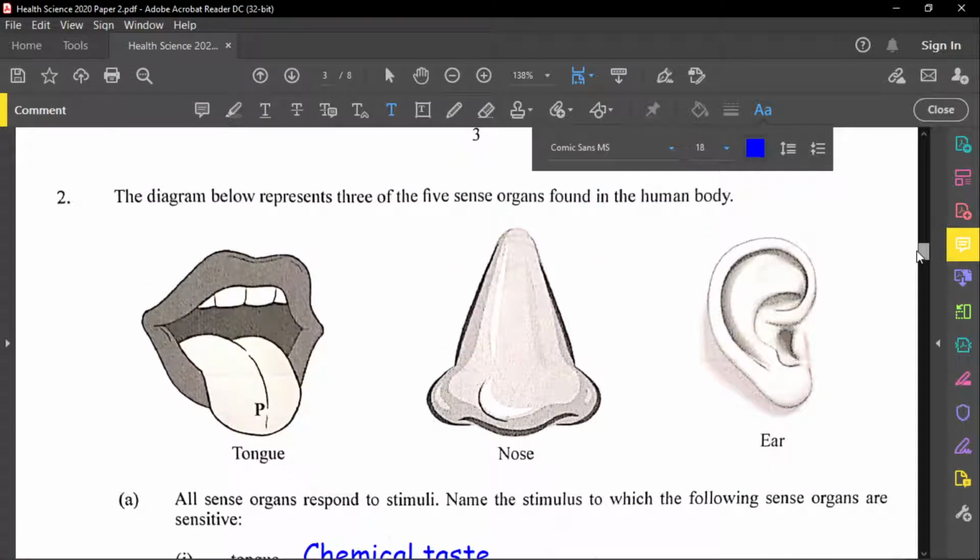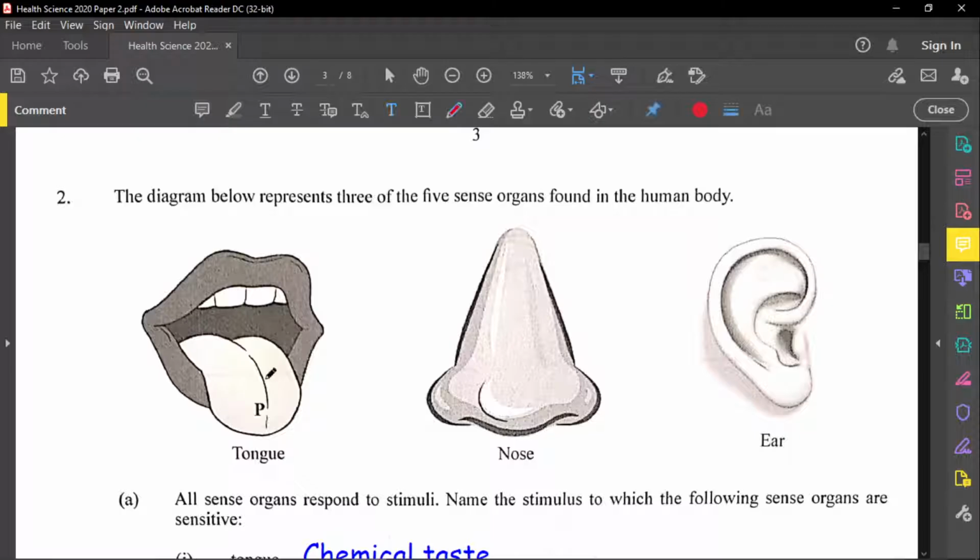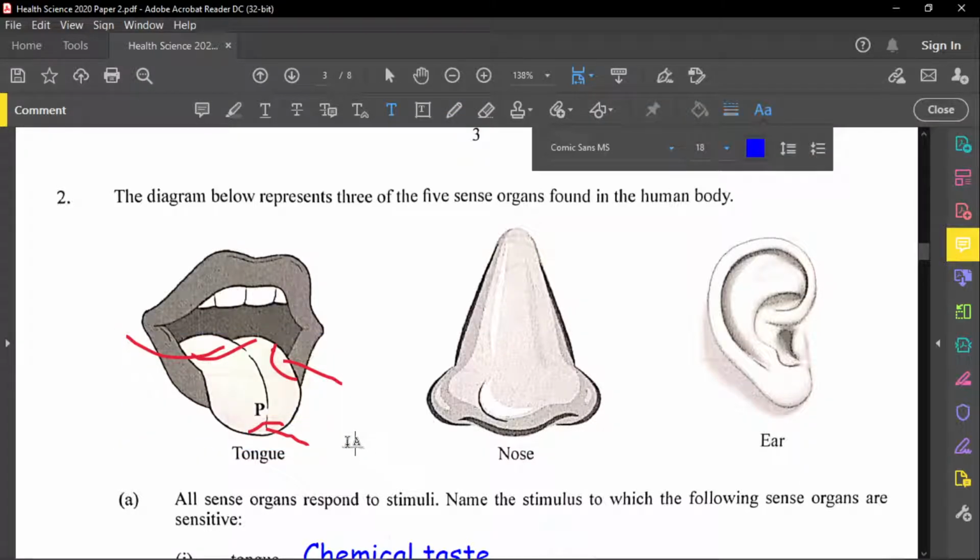Let's quickly go back and label them for you real fast. Right here, the tip of the tongue will be for salty. So I'm going to put a label right there. The sides will be for both sides. So this side here is for sour, and the back of it will be bitter.